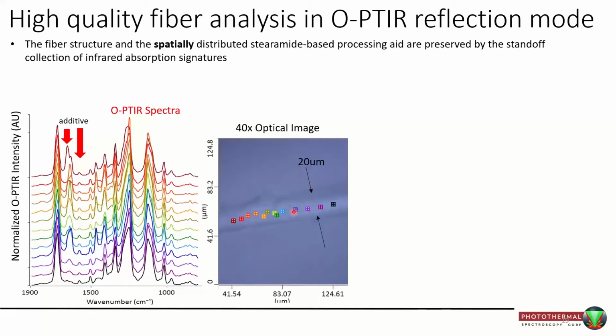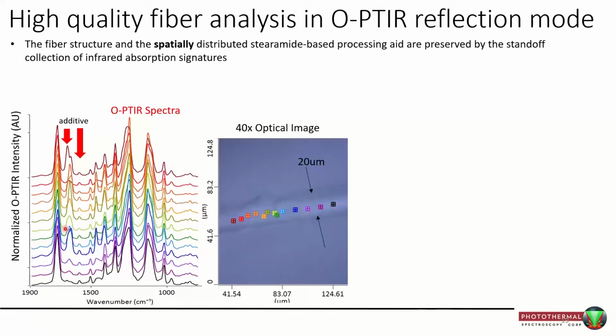The interest here was actually fabric softener coating. This is a fiber that's about 20 microns in diameter, and we've measured along the length of the fiber. Now again, this is in reflection mode, so it's non-contact reflection mode. If you did this in FTIR or any QCL measurements, it just wouldn't work at all.